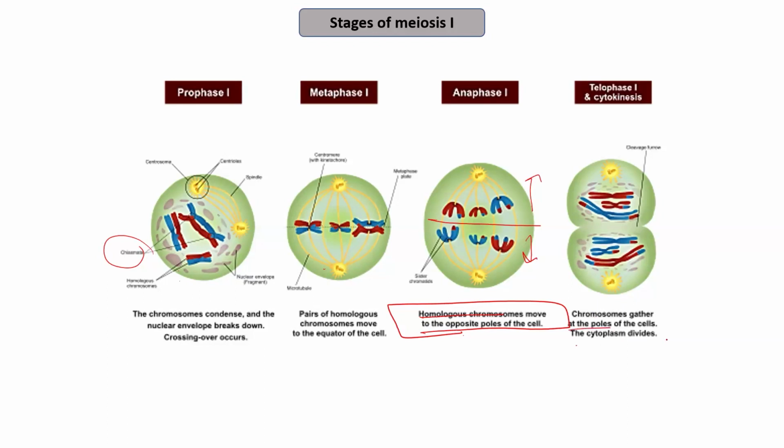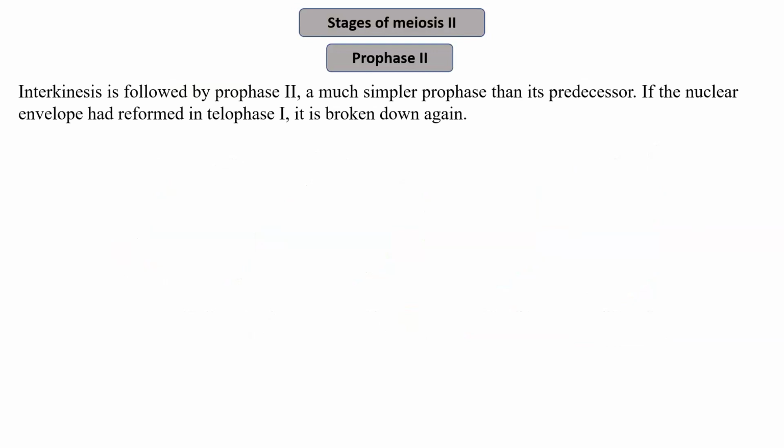And in telophase 1, which is followed by cytokinesis, the chromosomes gather at the poles of the cells and the cytoplasm divides, resulting in the formation of 2 cells that have half the number of chromosomes. So the homologous chromosomes get separated. There will be one pair of chromosomes in the first cell and another in the second. Now start the stages of meiosis 2.